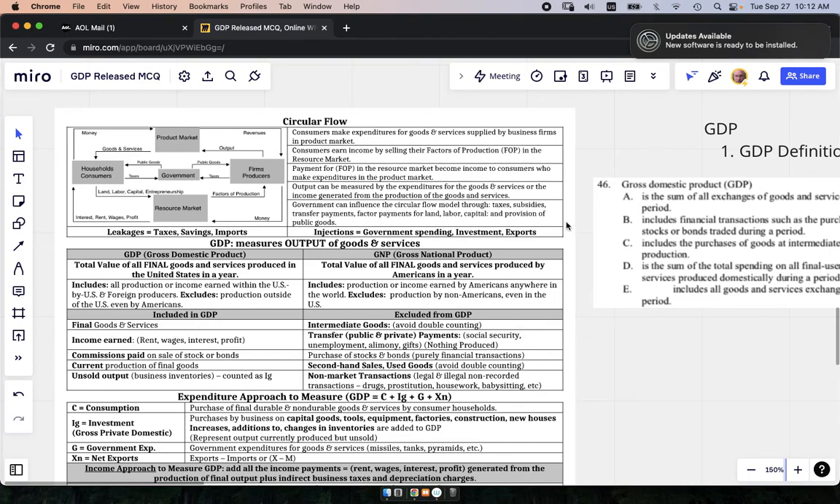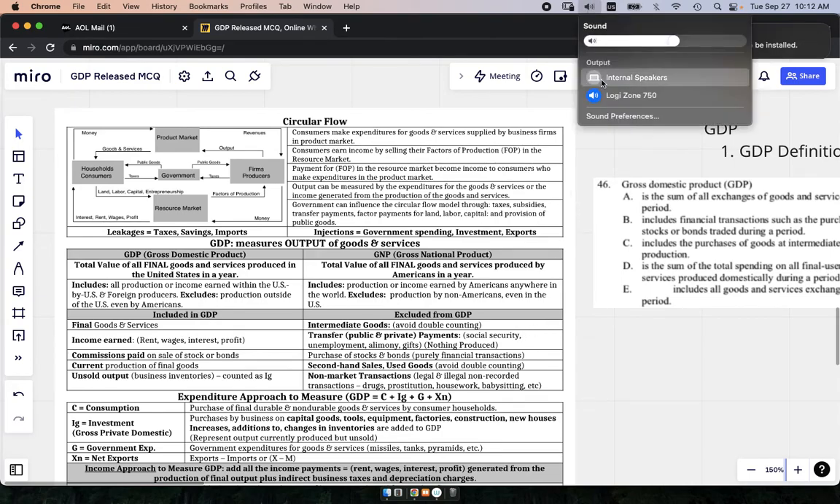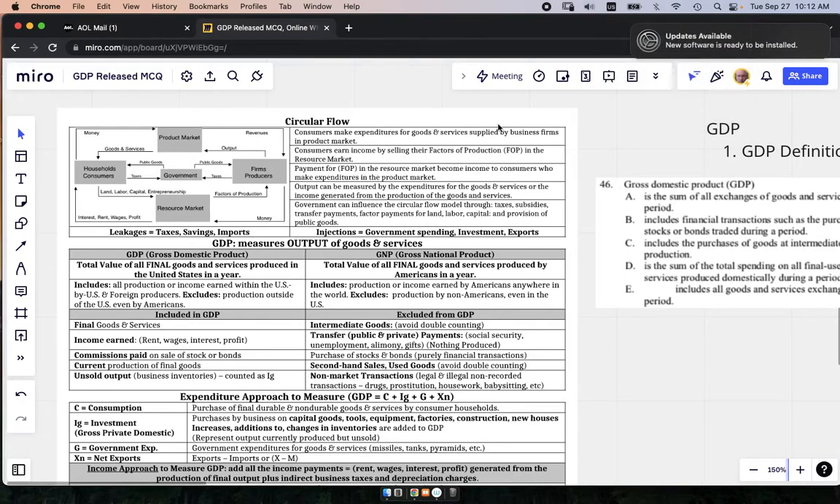Let's go back and do a little GDP here. That last video I did was a little bit hard to see. Let's see if we can make this any better. All right, so you should have some kind of cheat sheet for GDP.